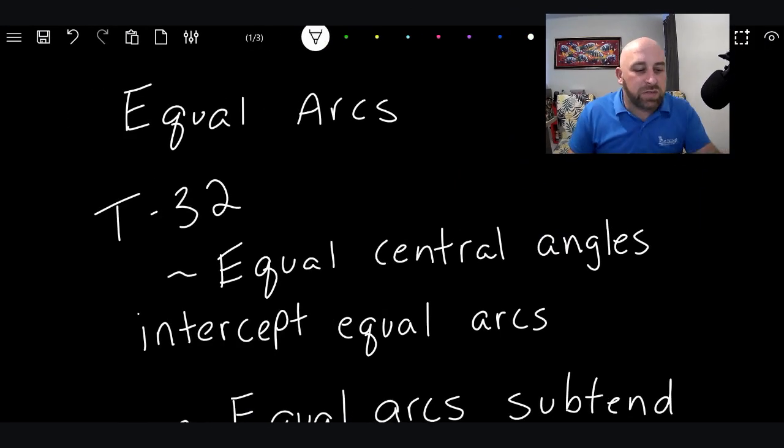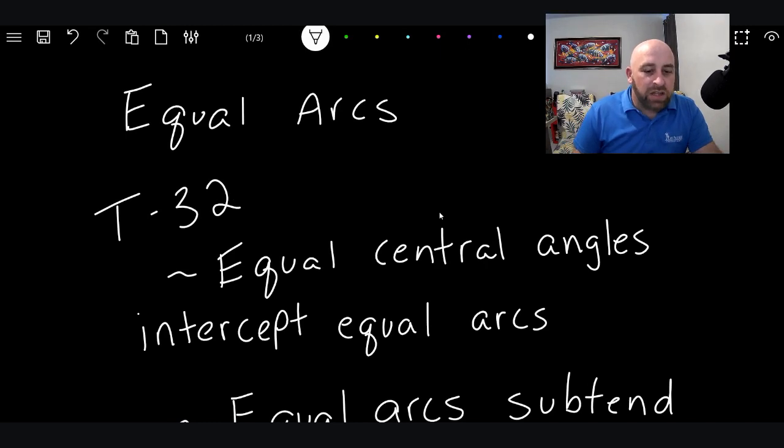Today we are going to be on page 133. We're going to be talking about equal arcs, actually a lot of different things about arcs, and we're going to be starting off in lesson 3.2, page 133. All right, so the theorem there, theorem 32, talks about equal central angles intercepting equal arcs.